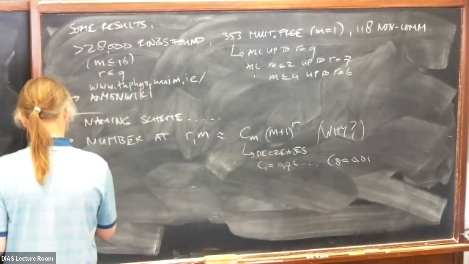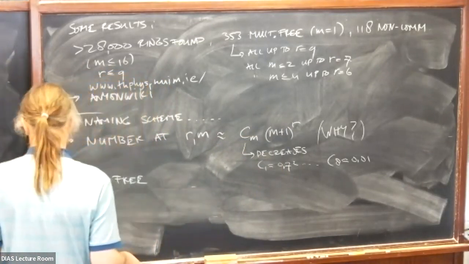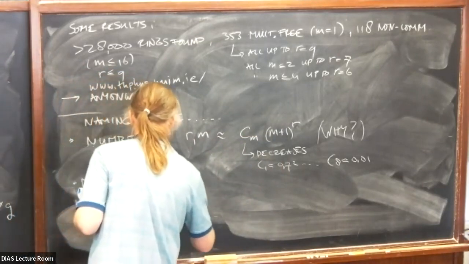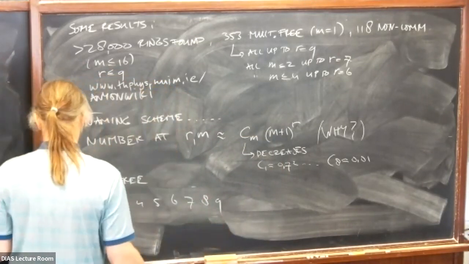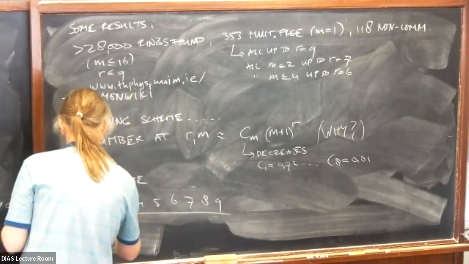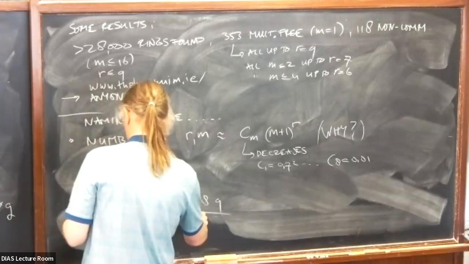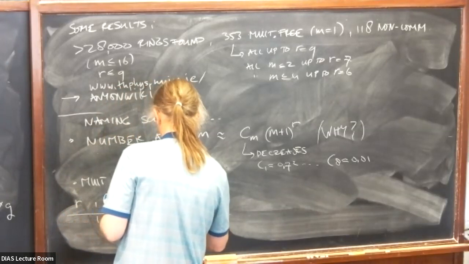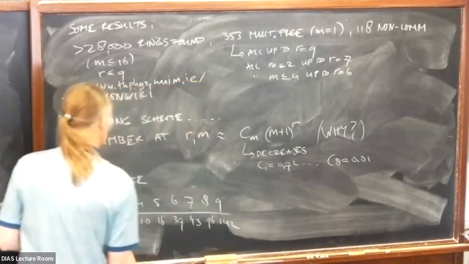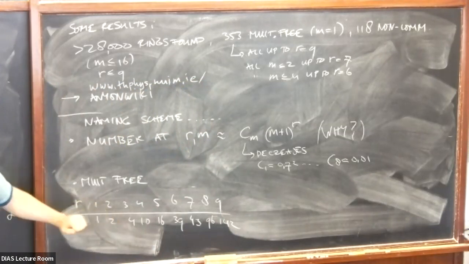Then if I look at the multiplicity free ones, let's look at rank 1, 2, 3, 4, 5, 6, 7, 8, 9. The total number here would be 1, 2, 4, 10, 16, 39, 43, and then 96 and 142 here. So the multiplicity free ones are relatively rare.